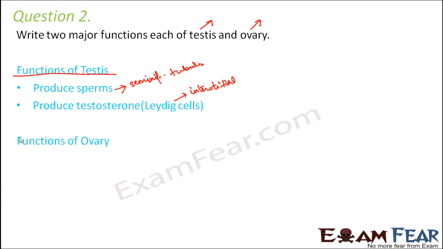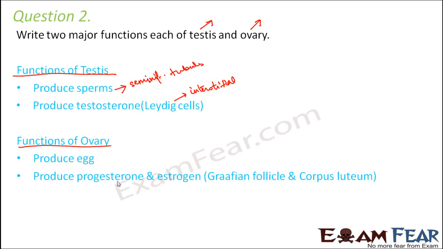And similarly, functions of ovary, the basic function would be to produce egg, obviously, and it also produces hormones like progesterone and estrogen. Now, progesterone is specifically produced by the corpus luteum after ovulation, and estrogen is also produced by the ovary. So these hormones, whether you talk about testosterone or progesterone and estrogen, they regulate the secondary sexual characters in both males and females. For example, in females, there is development of breasts and the appearance of hair in the genital area, etc.